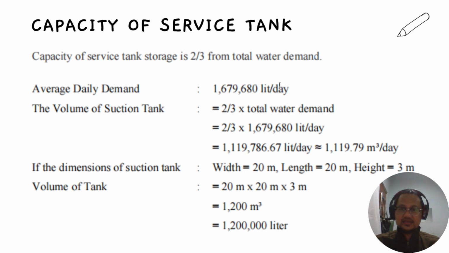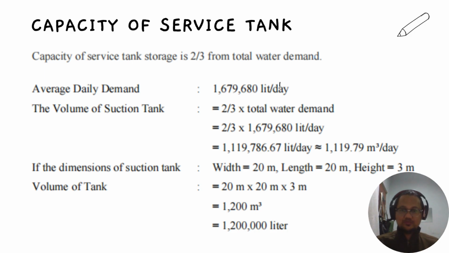Okay, next we calculate the capacity of a service tank. The capacity of the service tank storage is two-thirds of the total water demand. First, we calculate the volume of the service tank. We multiply two-thirds with the total water demand and we get 1.1 million liter per day.